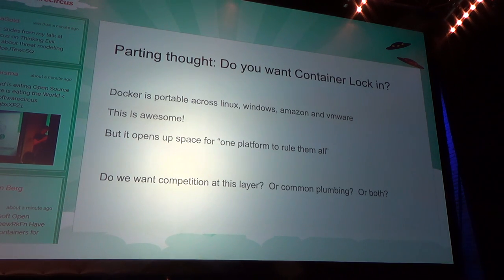What's at stake, this is my last slide, what's at stake is, do you want to be locked into a new container layer? So we've got this amazing thing where Docker, awesomely, is portable across Linux, Windows, Amazon, and VMware. People have been looking for this for years and years and years. It's very exciting. Now we can have a common cloud across everything. We just deploy stuff to it. Do you want that to be controlled by a single vendor or not? Is it going to be one platform, one vendor, monopoly world, or competition? Would that be better based on common plumbing?